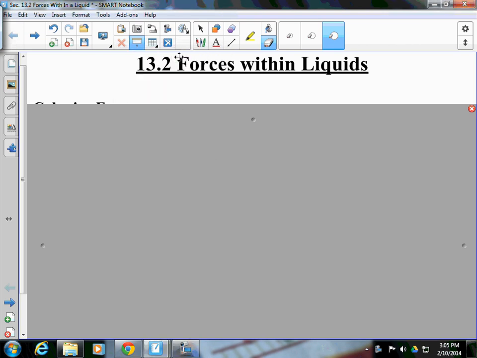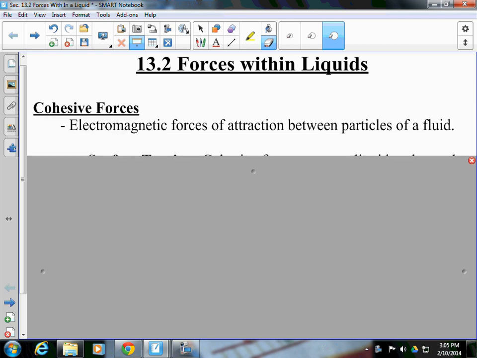All right, continuing chapter 13, we are dealing with liquids. In 13.1, we dealt with gases. In 13.2 and 13.3 today, we're going to deal with liquids, and then we'll wrap the chapter up with solids. When we talk about liquids, we have a little bit of vocab information which we need to talk about: how liquids interact with one another.